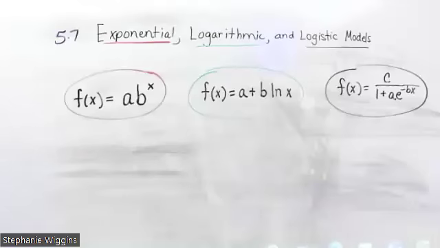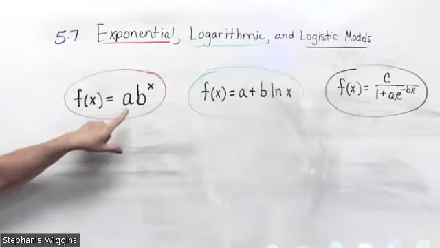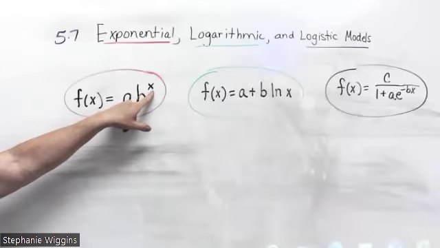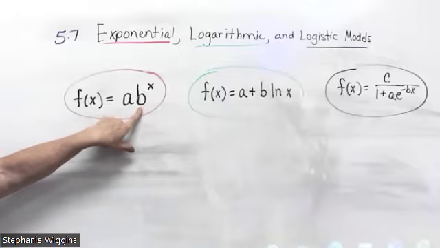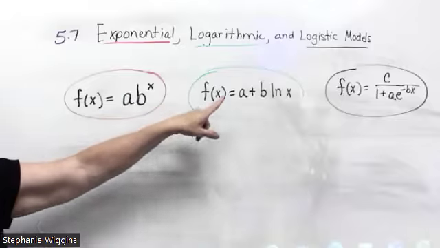All right, we are going to be looking at some nonlinear models in section 5.7. And the three types of models that we'll be looking at are exponential, logarithmic, and something new called a logistic model. So you're familiar with exponential functions. That's just when the variable is in the exponent, and here your base is b. So that's exponential.